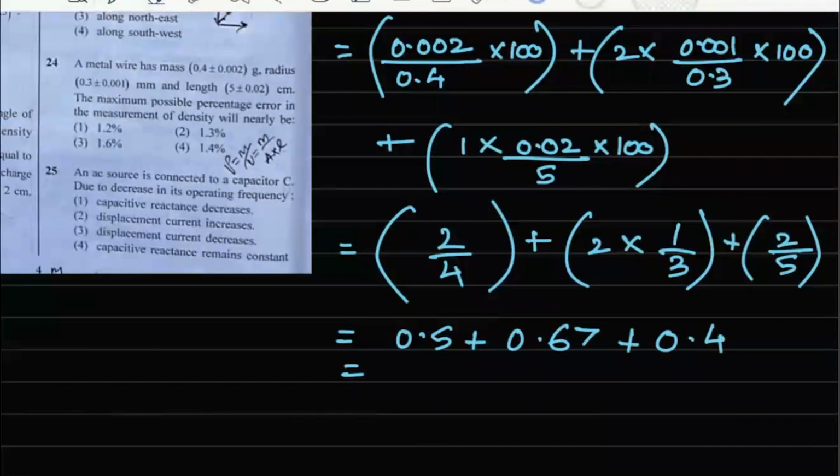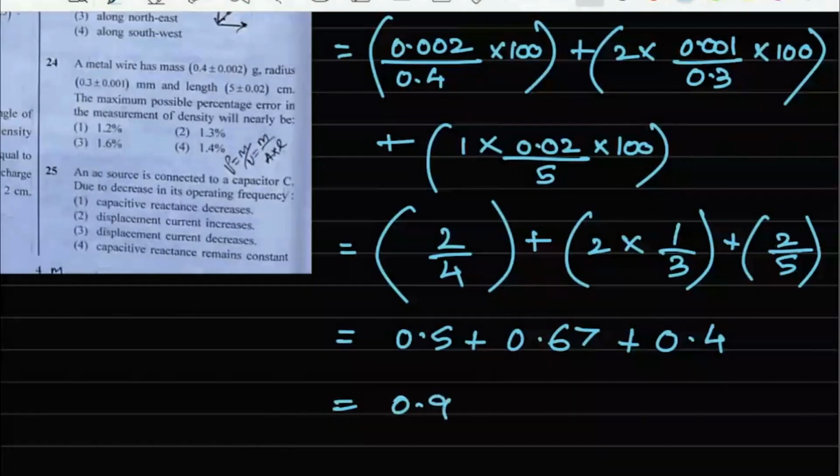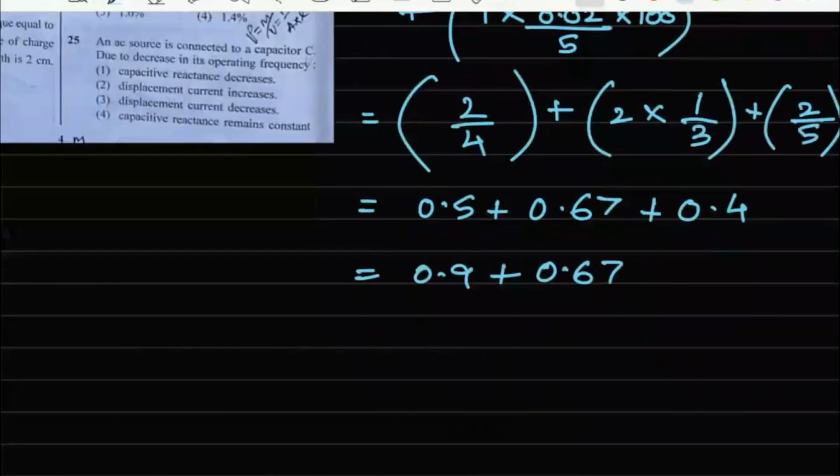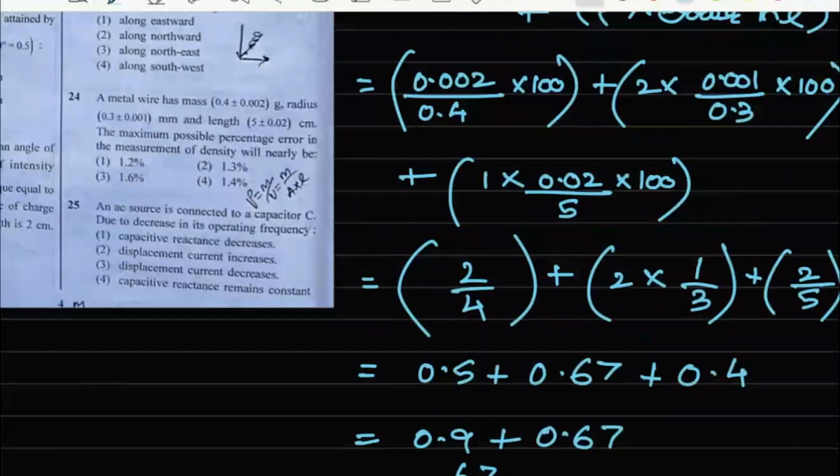So let's say 0.5 plus 0.4 is 0.9, 0.9 plus 0.67, so 1.57%. Or if you want, because they are saying nearly, I would say 1.6%.